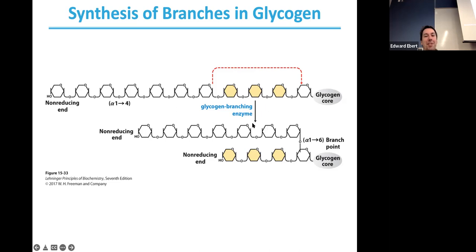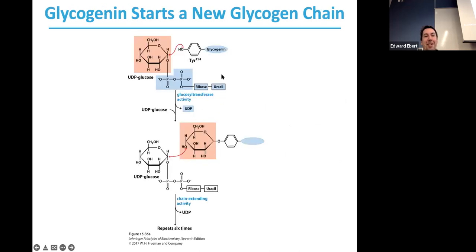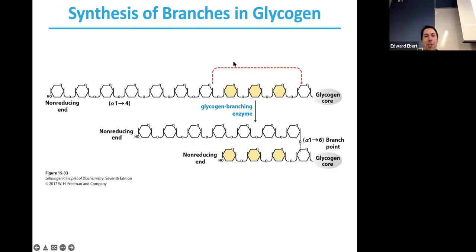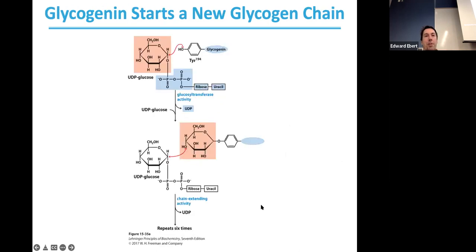So we need a branching enzyme. That can be regulated as well too. Our branching enzyme will cleave off a section and attach it as an alpha-1,6 linkage in here. So we basically just make a little cut and put this together to make a branch point. But just like we have a debranching enzyme, we have a branching enzyme.